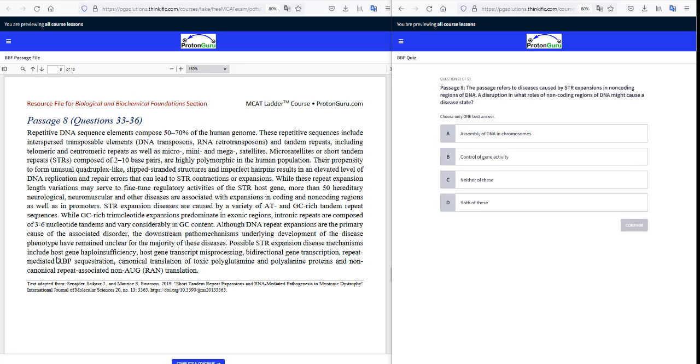All right, on to passage 8 for questions 33 through 36. The passage refers to diseases caused by STR expansions in non-coding regions of DNA. A disruption in what roles of non-coding regions of DNA might cause a disease state? Now, STR, if you don't remember, is defined in the passage here. Short tandem repeats. They are composed of 2 to 10 base pairs each. So how could some change to non-coding DNA cause a disease state?